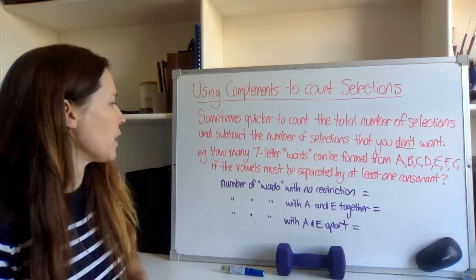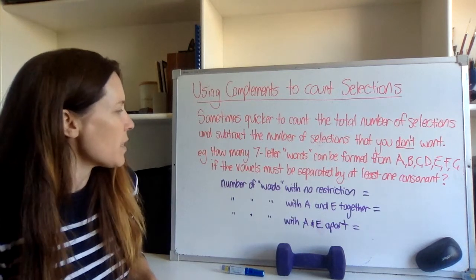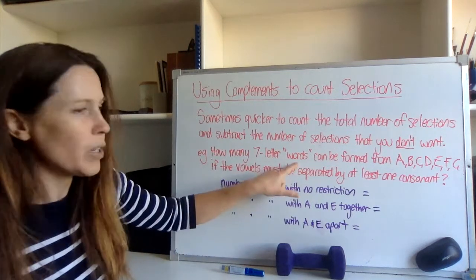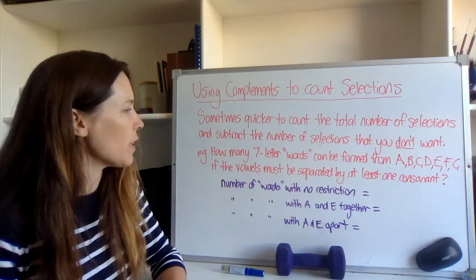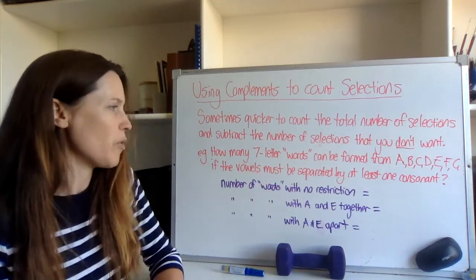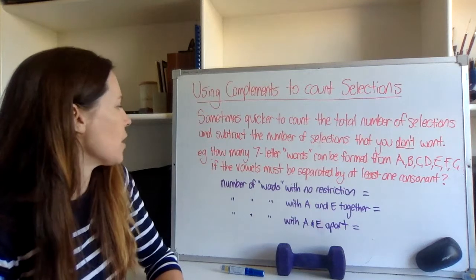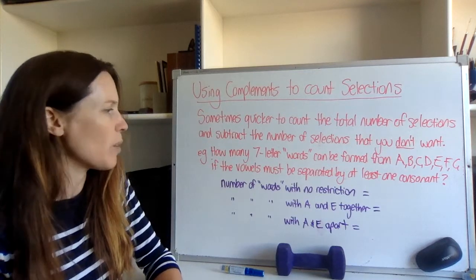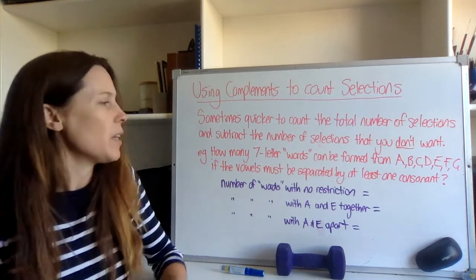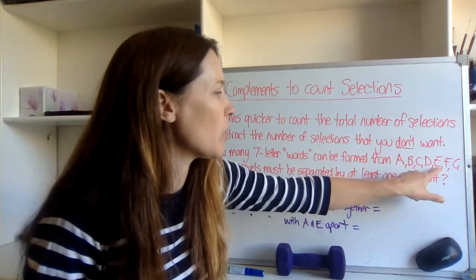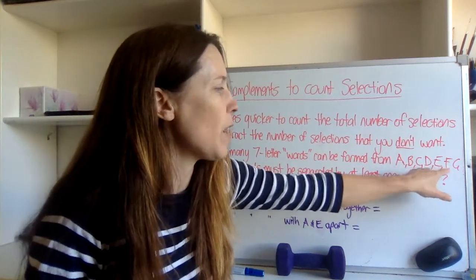So let's have a look at an example here. How many 7-letter words, now we know that a word is just a combination of letters, how many words can be formed from A, B, C, D, E, F and G if the vowels must be separated by at least 1 consonant? Now, quick inspection tells me that we've only got 2 vowels here and we've got 5 consonants.